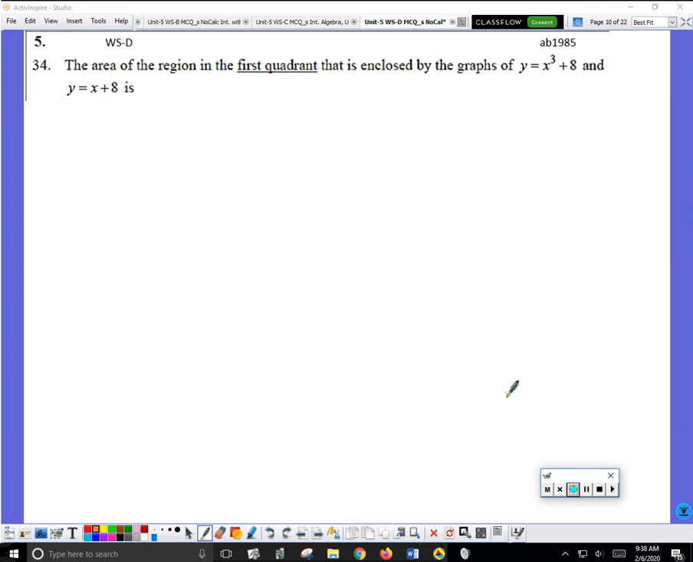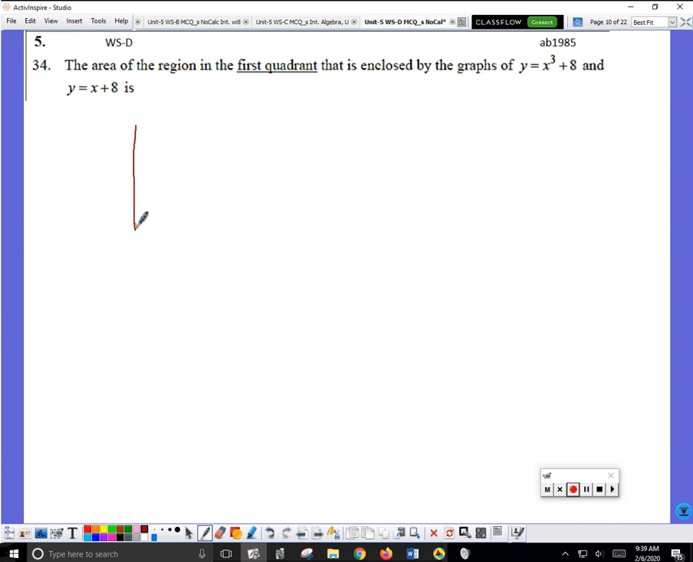So as I said to Sydney, it's not a new idea. What's new is it's a problem you've already solved before, but now you have to solve it without a calculator. The area of the region in the first quadrant, when you don't have a calculator, drawing pictures is helpful.